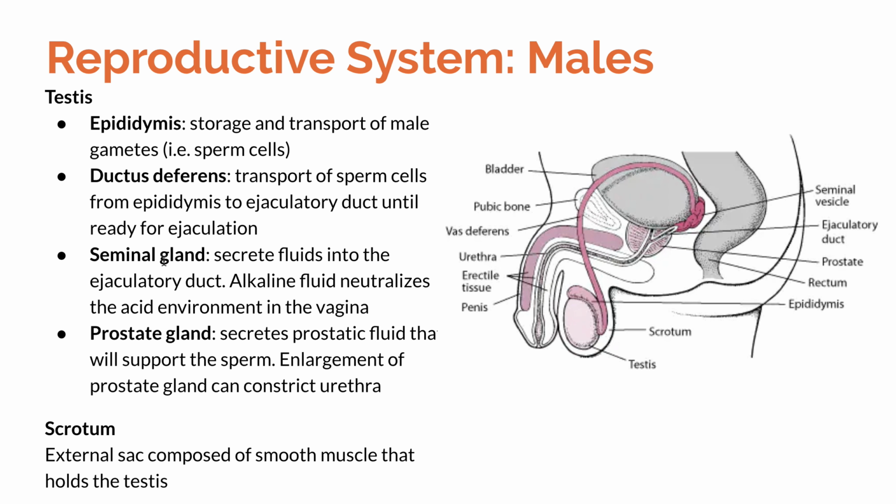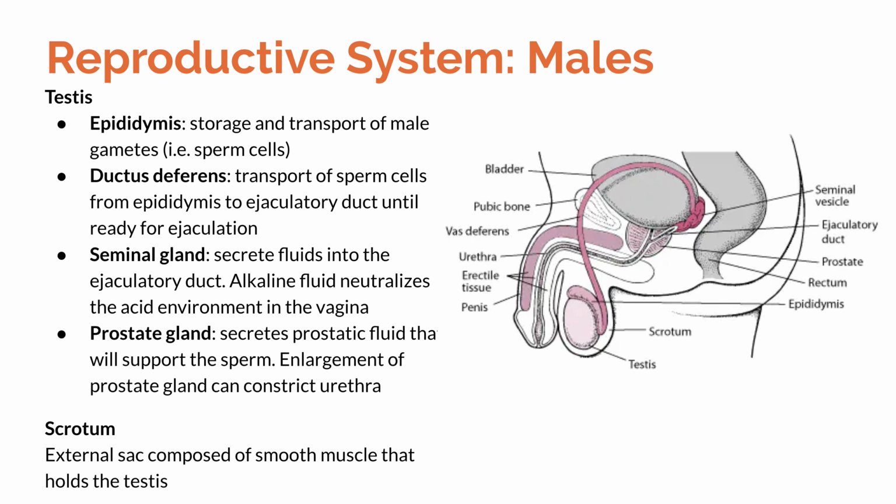So we have the seminal gland, which is going to secrete fluid in the ejaculatory duct that is alkaline, and that's going to essentially help neutralize the acidic environment the sperm are going to be exposed to in the vagina. And then we also have the prostate gland, which is going to secrete fluid that will help nourish and support the sperm. Enlargement of the prostate gland, which happens as you get older often, can cause constriction of the urethra. So that's an important problem to remember. Scrotum is essentially the sac the testes sit in, and they're just smooth muscle that hold the testes.